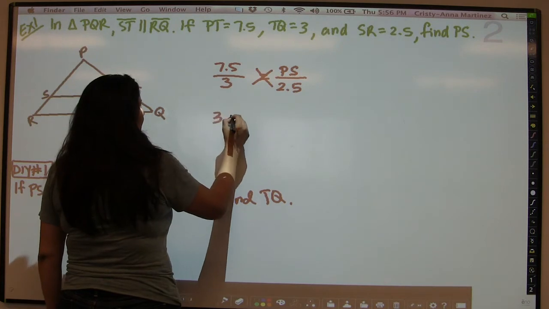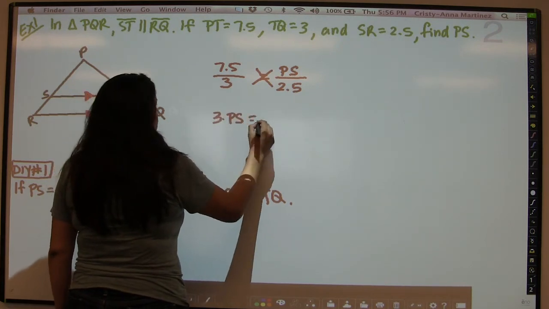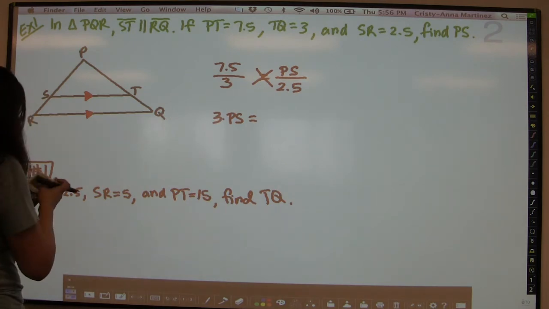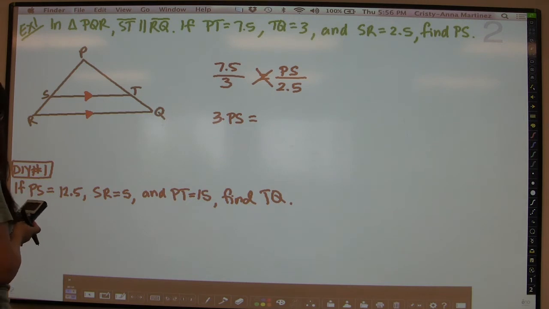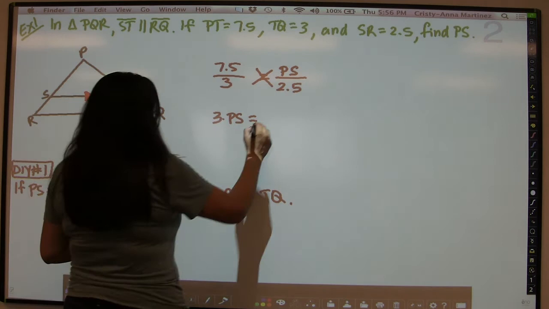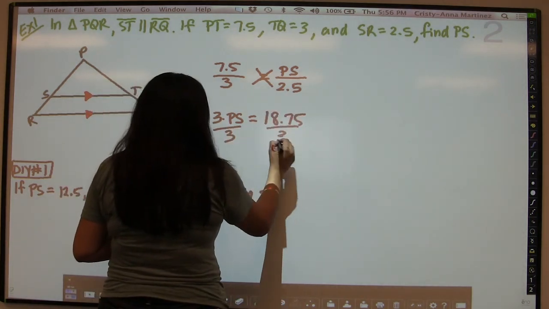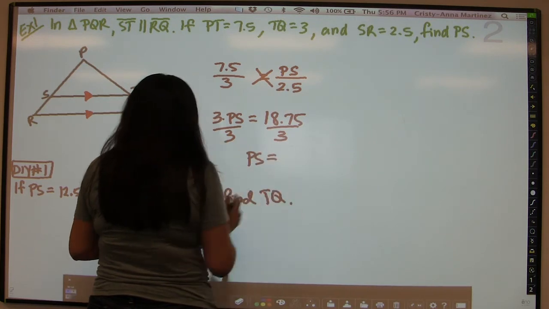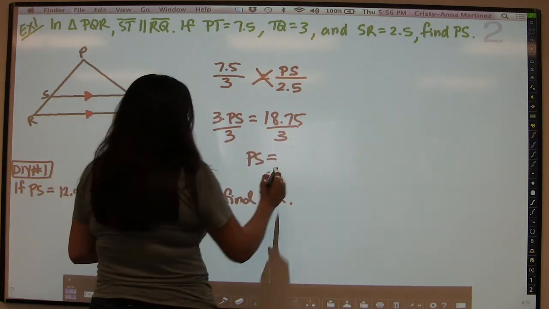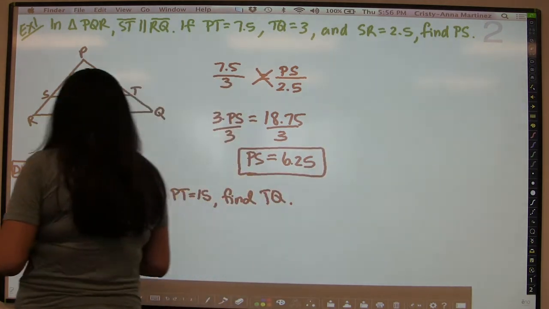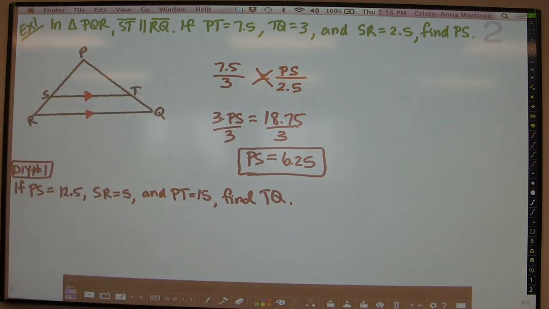So we know 3 times PS will equal 7.5 times 2.5, and we're going to get out our trusty calculator to calculate 7.5 times 2.5, which will give us 18.75. Then we divide both sides by 3, and we find out that PS is equivalent to 6.25. And just like that, we have answered example 1.